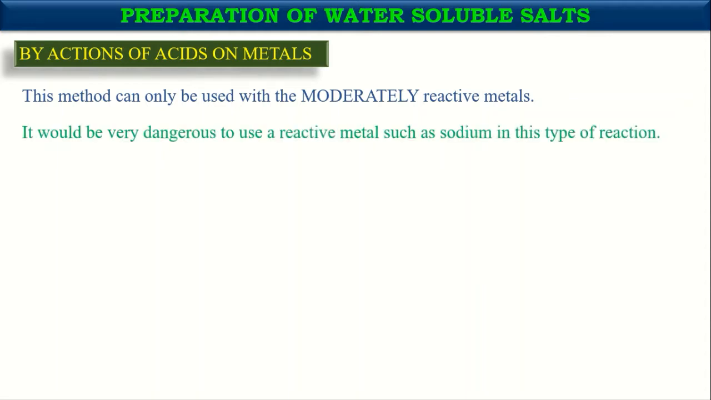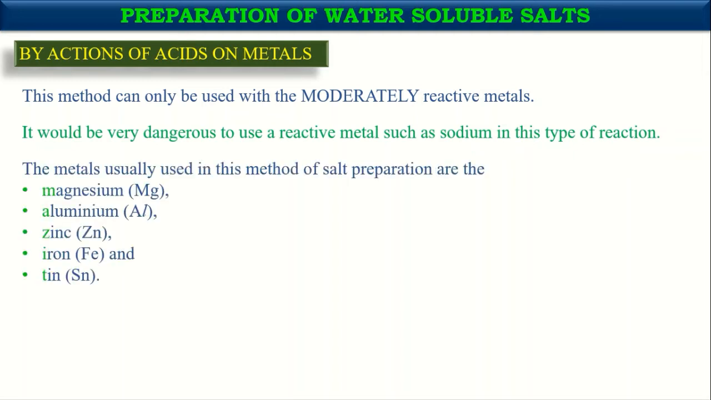It would be very dangerous to use a reactive metal such as sodium or potassium in this type of reaction. The metals usually used in this method of salt preparation are magnesium, aluminum, zinc, iron, and tin. So in short, we can remember the term MAZIT.